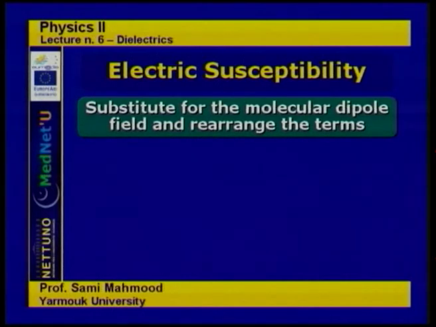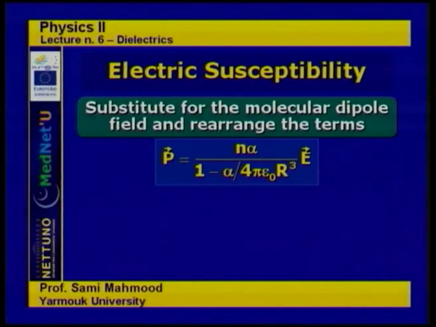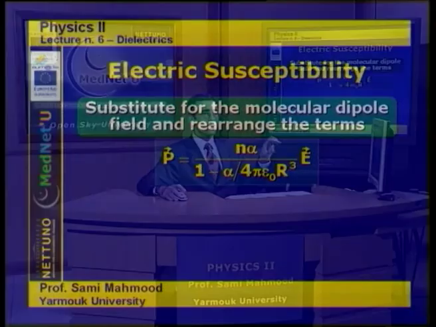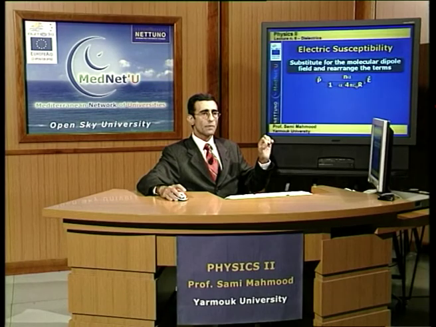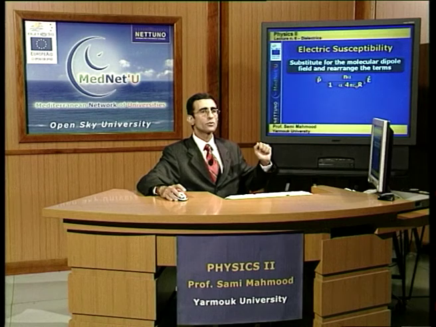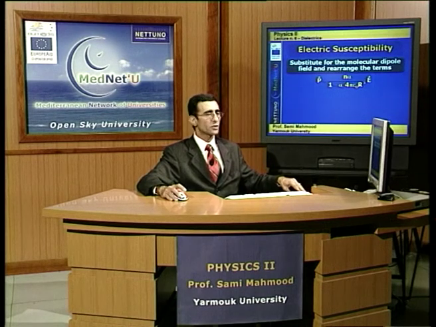And we substitute in this relation for the molecular dipole field, and we rearrange the terms, and thus we get the polarization in the material is equal to the number density times alpha, the polarizability, over 1 minus alpha over 4 pi epsilon naught r cubed times the electric field E, which is simply E naught plus E prime, the electric field introduced by the free charges and by the bound charges on the dielectric.